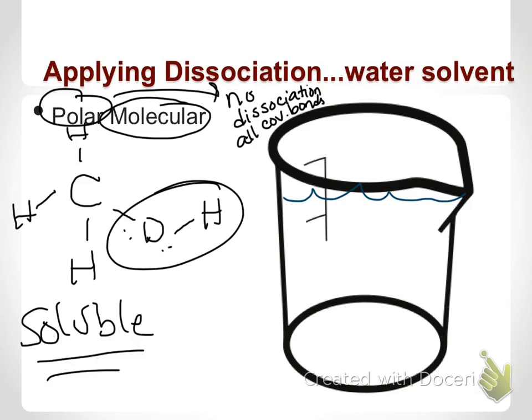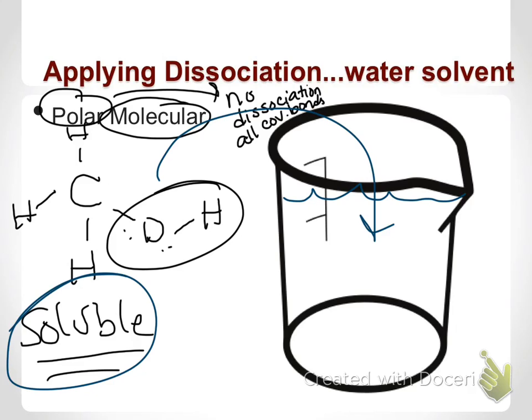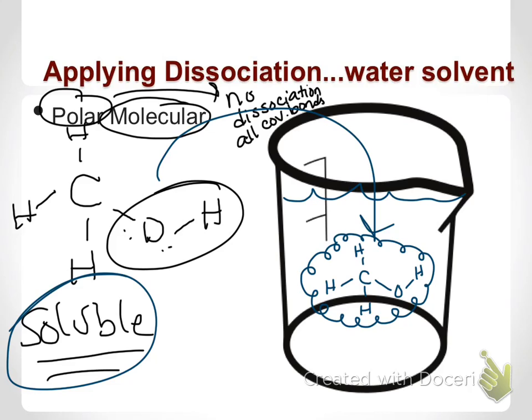So if this is soluble, which we said it was right here, now I'm going to draw this whole thing as going in here. So I have C, H, H, OH, and H. Now that whole thing is going to stick together. But since it's soluble, I am also going to draw its sphere of hydration. So because it is soluble, it gets that sphere of hydration.